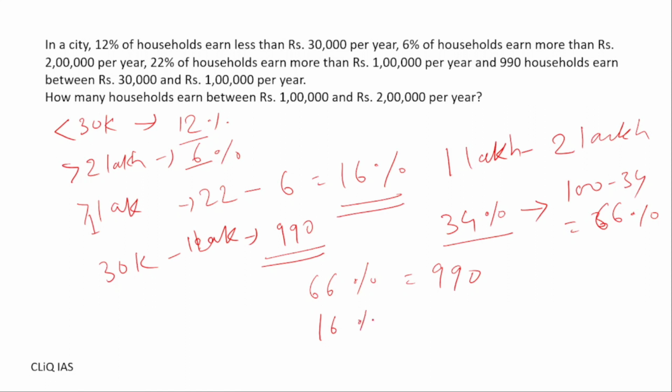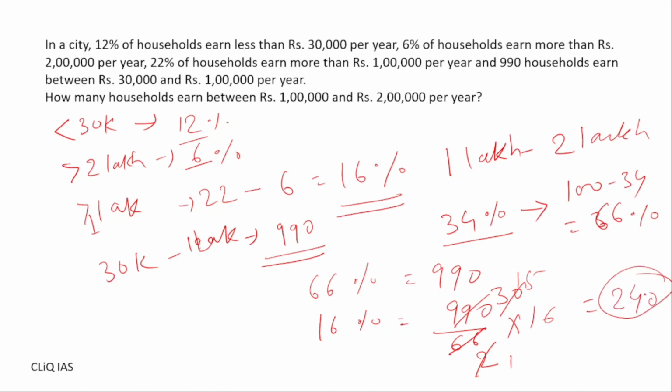So 16% will be 990 by 66 into 16. 33 twos are 66, 33s are 99, and 15 twos are 30. 15 into 16 equals 225 plus 15, that is 240. This is the answer.